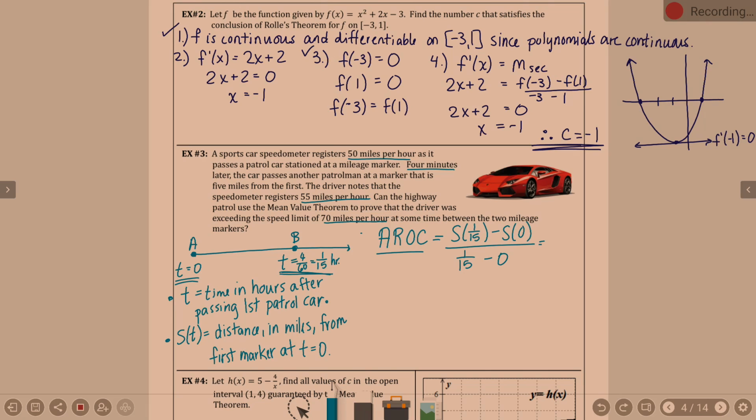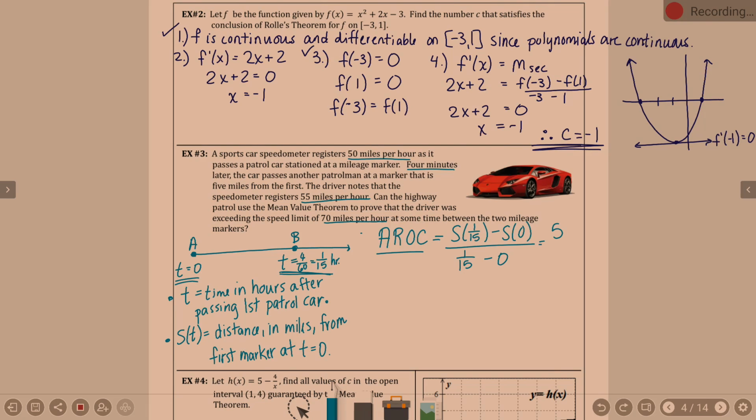Now, with this in mind, so s of 1/15. Remember, I defined s, it's our distance function. Our distance from the first marker that was at t equals 0. So s of 1/15. What is our distance there? How far are we from where we started?